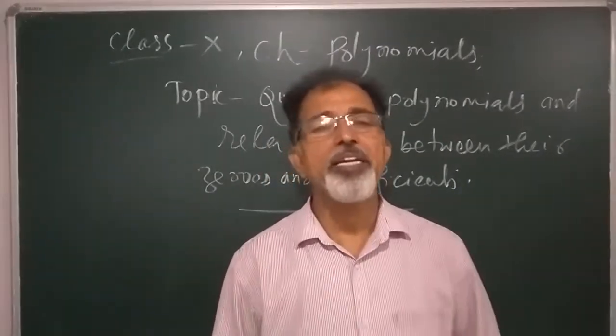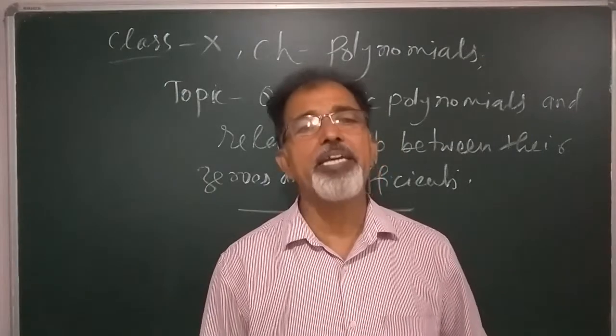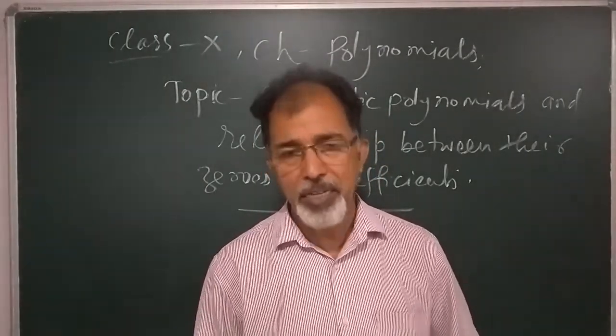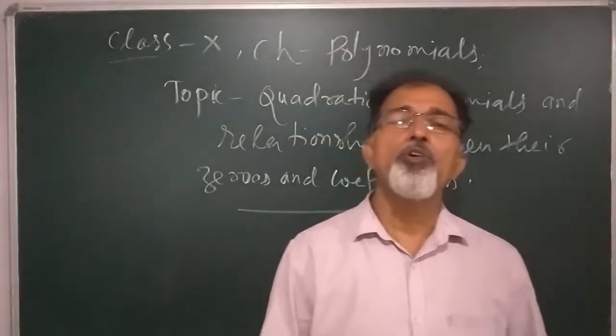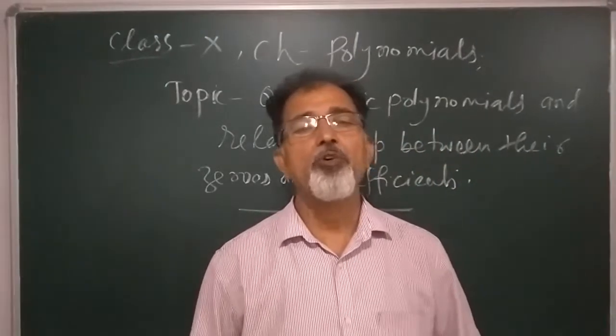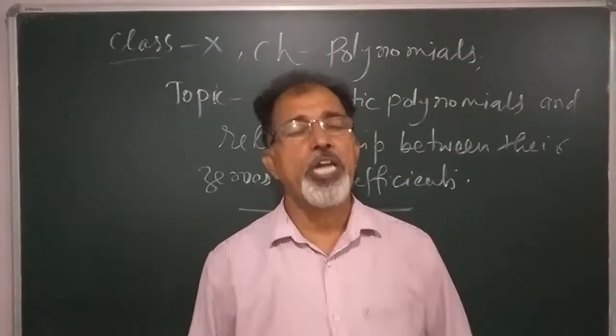Then p of k equal to 0. This implies ak plus b equal to 0. This implies k is equal to minus b by a. That is, the zero of the polynomial ax plus b is minus the constant term by the coefficient of x.